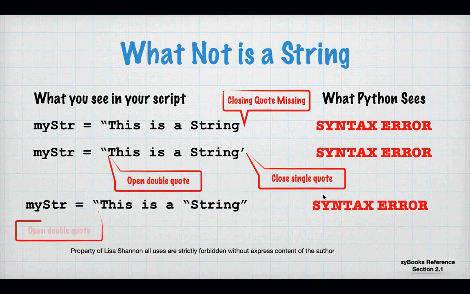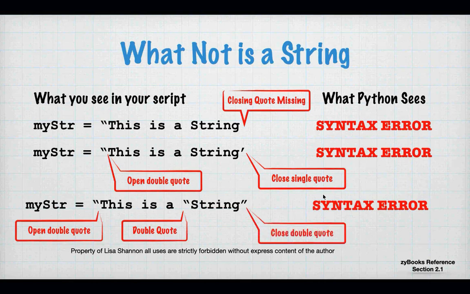So, this is another error, because when you look at this originally, you're saying, but I opened with a double quote and I closed with a double quote. Well, the problem is there's also a double quote inside the string. So Python doesn't know where to end here. It doesn't know where to end at the quote before the capital S in string, or at the double quote right after the G. And so it's going to choose the first double quote it comes to, which means everything after string is going to be a syntax error.